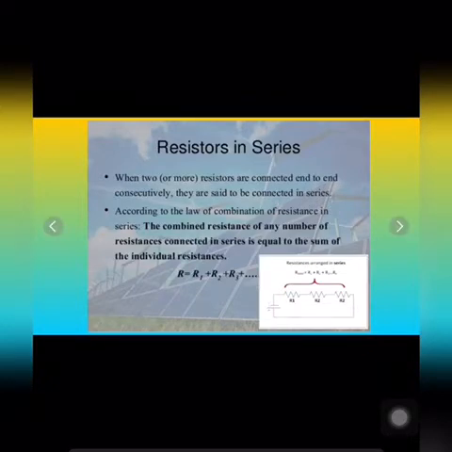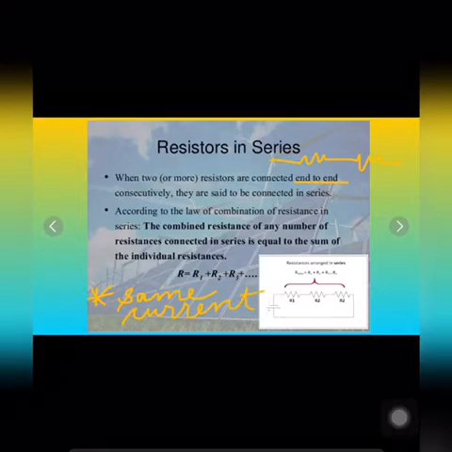When two or more resistances are joined end to end like this, this is the symbol for resistance. So when two or more resistances are connected end to end so that the same current flows, in a series circuit the same current flows throughout the circuit. When the same current flows through each of them, they are said to be connected in series.